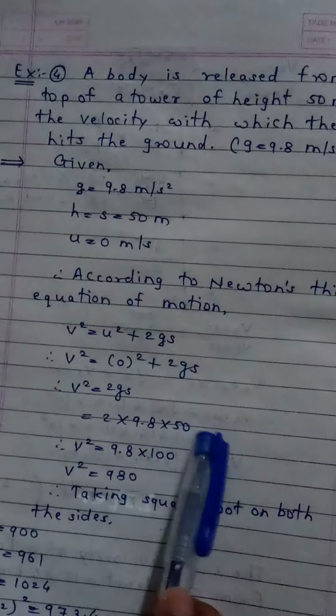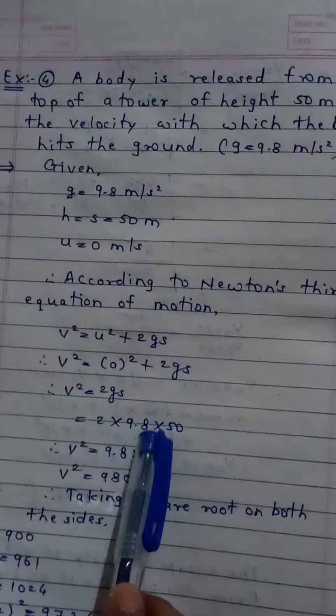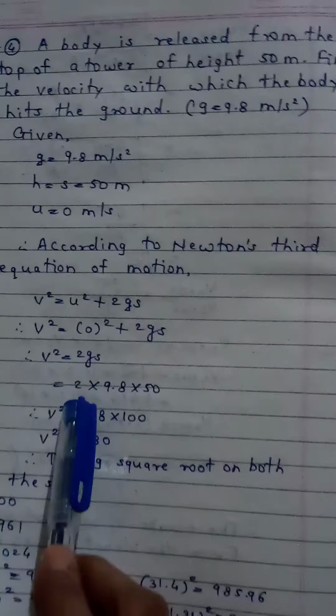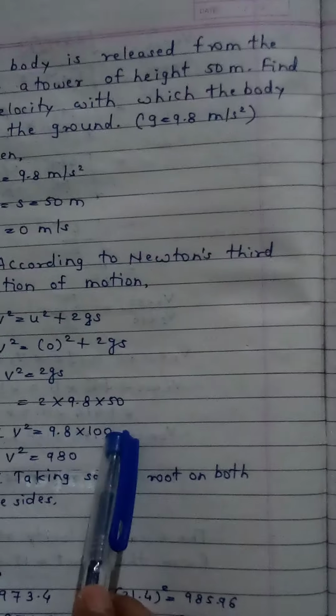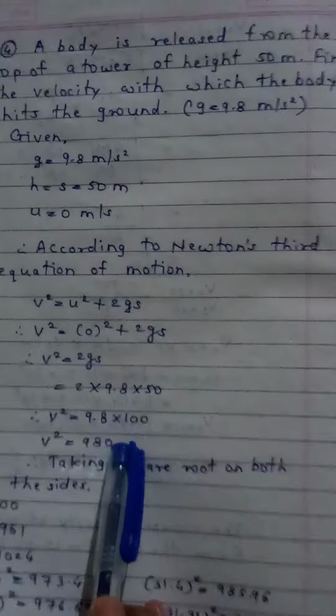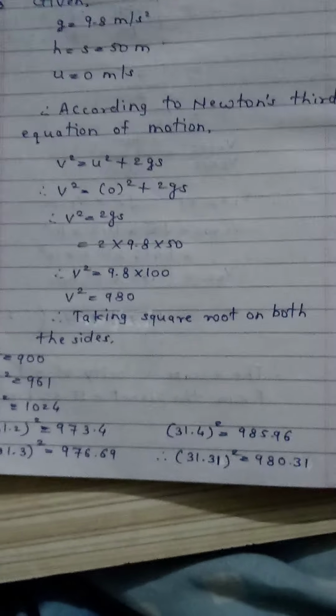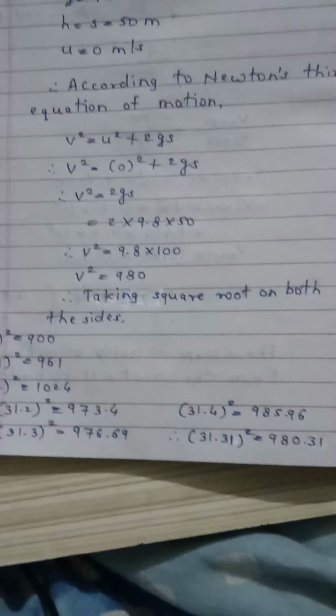So we will put here the respective values, that is v square is equal to 2 into 9.8 into 50, where 50 is the distance. So v square is equal to 9.8 into 100. So v square is equal to 980. Now taking the square root on both sides, we will get the v value, that is its velocity value.